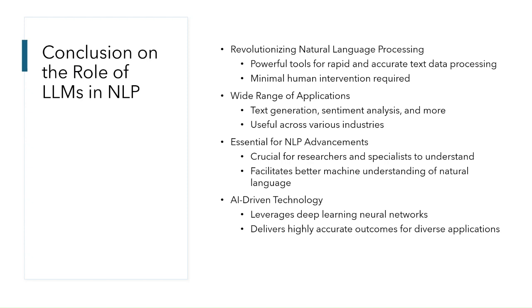So natural language processing plays a very important role along with the large language model. They enable machines to better understand natural language and generate more precise and accurate results. Utilizing AI technology such as deep learning and neural networks, these models can quickly analyze vast amounts of data, and highly accurate results could be produced for multiple applications in different industries.